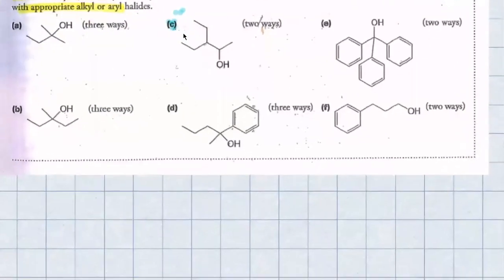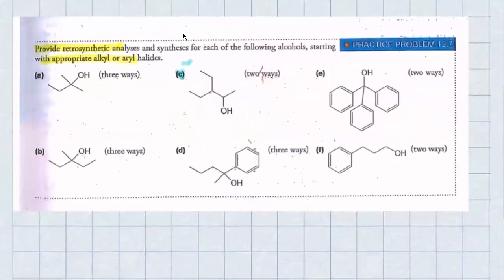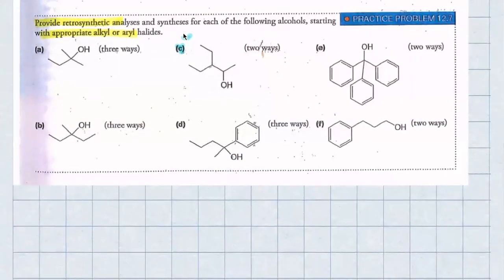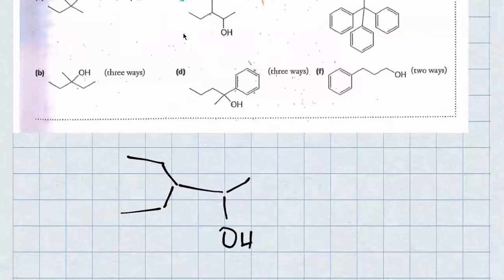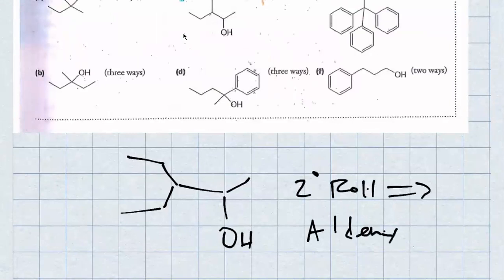So it says two ways, and you can see immediately that it's a secondary alcohol. So that means that one of your starting materials is going to be an aldehyde, good, and one of them is going to be the Grignard. Let me fix this up. That looks sloppy. So this is a secondary alcohol. So it had to come from an aldehyde.